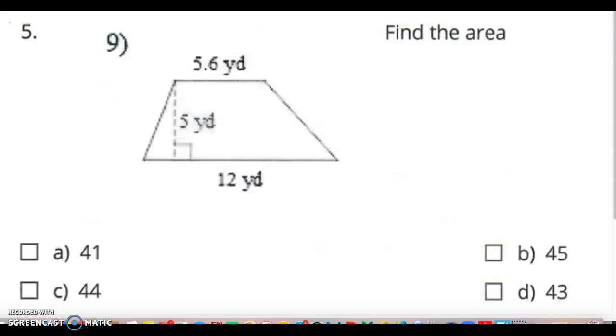Okay, number 5 is a trapezoid. So you have to refer to your formula sheet. By the way, this 9, just ignore this 9. This is example number 5, ignore that 9. The trapezoid has bases of 5.6 and 12, so you would add those bases together, and make sure you do that on your calculator. Hit equals, times that by the height, which is 5. So it's 12 plus 5.6 equals, times 5 equals, and then divided by 2. They didn't label the answers, so you just pick the correct one.